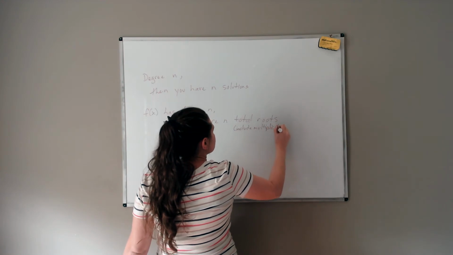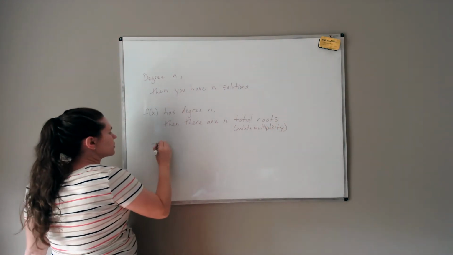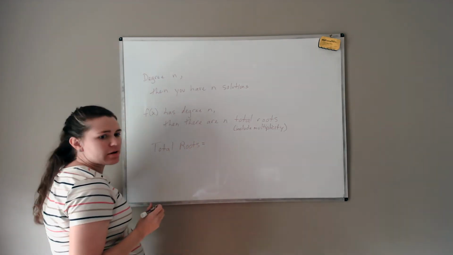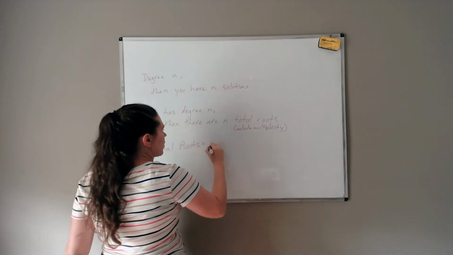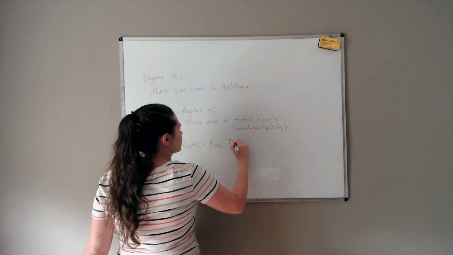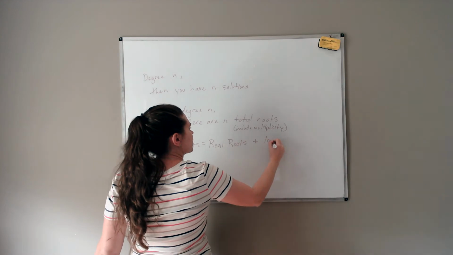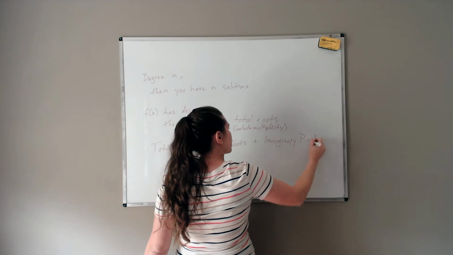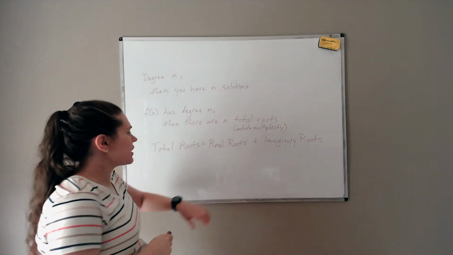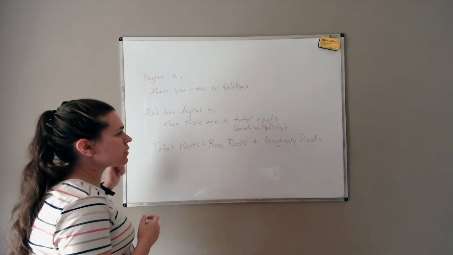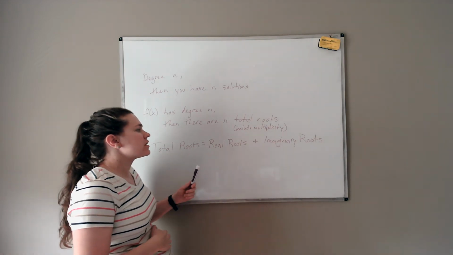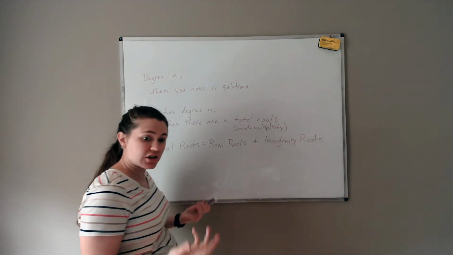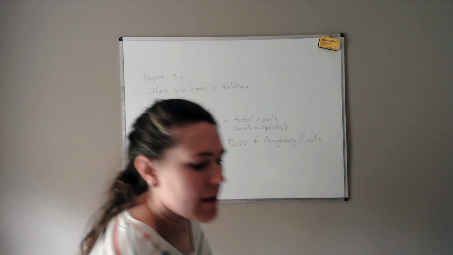Now, the total number of roots are made up of real roots and imaginary roots. So the total number of roots are real roots plus imaginary roots. So you can look at a graph, okay, and based on whatever you're saying the smallest possible degree is, you can determine the number of real roots it has and the number of imaginary roots a function has. So that's what we're going to get into next, okay, is the real roots.